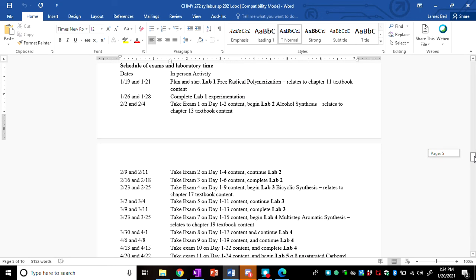So here's the lab schedule. This also shows you which weeks or days your exams are going to be occurring. And so we started Lab 1 yesterday. We're going to continue working on that tomorrow. And then next week on Tuesday and Thursday, we'll finish up Lab 1.